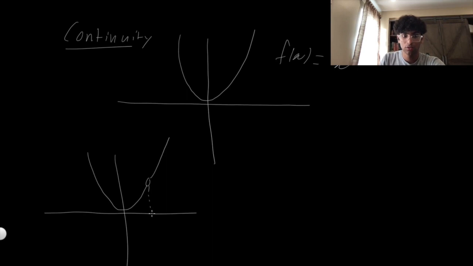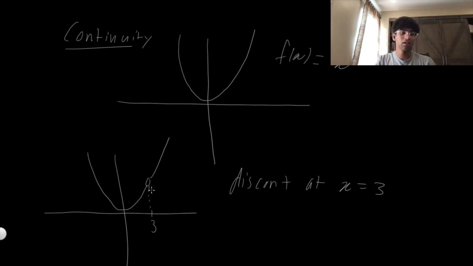There's a discontinuity here. Let's say that this is at 3. There's a discontinuity at x is equal to 3, because it's not smooth. There's a hole in the graph. Therefore, the graph is not continuous for all x values.